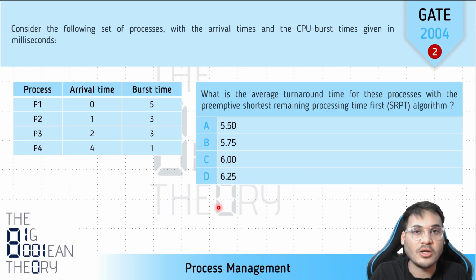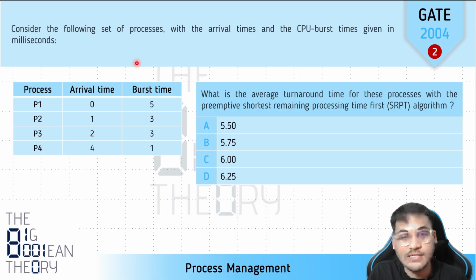This video is part of a lecture series on operating systems, and in this video we are going to solve another GATE question. This GATE question was asked in the year 2004 for 2 marks, and it is related to CPU scheduling. So let's read this question. Consider the following set of processes with the arrival times and the CPU burst times given in milliseconds.